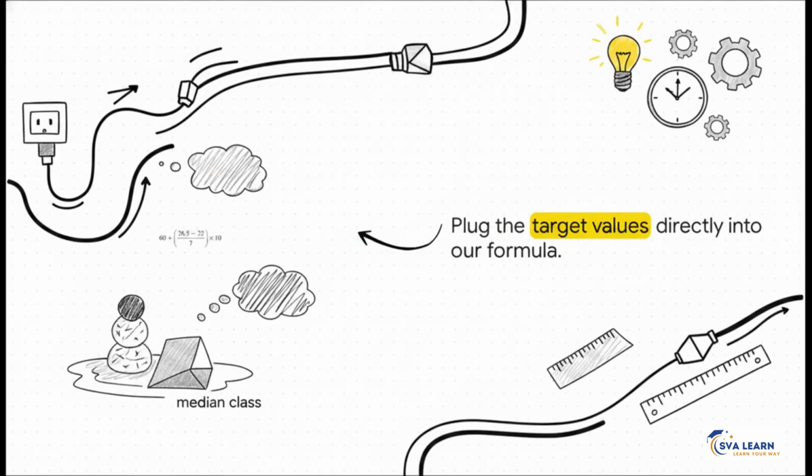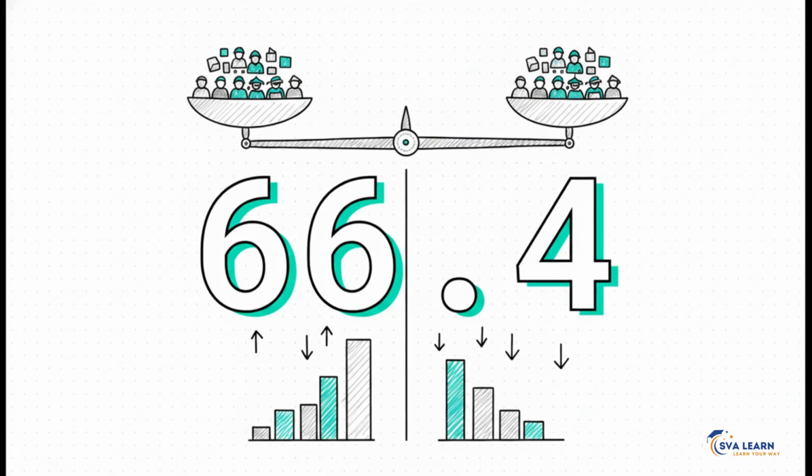Our lower limit L is 60. Our middle target N over 2 is 26.5. The snowball right before our class CF was 22. The frequency F of our median class itself is 7, and our class size H is 10. We subtract 22 from 26.5, divide by 7, multiply by 10, and finally add it all to our base of 60. And here is the crucial payoff.